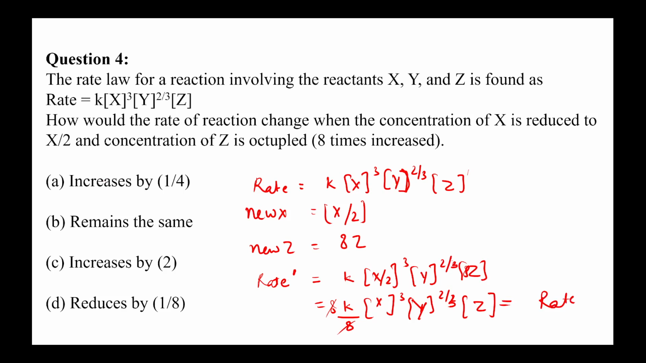So that means the rate of the reaction when the concentration of X is halved and the concentration of Z is increased 8 times is remaining the same. Okay. Do you understand?